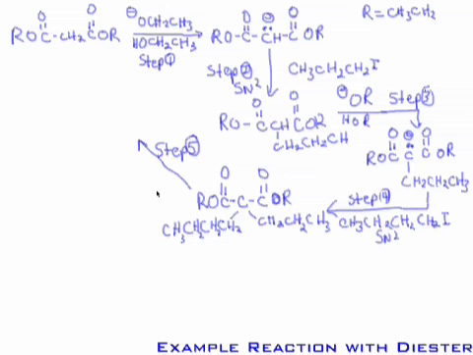Step 5 is simply hydrolysis of the ester to make the carboxylic acid, the carboxylic acid derivative. Hydrolysis of the ester groups will make a dicarboxylic acid. And we'll get HO, C double bond O, C, C double bond O, OH. And I'm going to write this as C3H7 and C4H9.